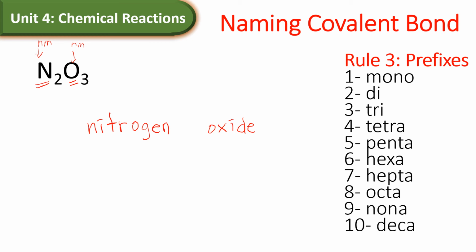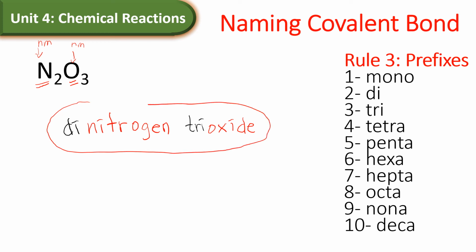For rule number 3, we have to use the prefixes. So we are going to look at the numbers here. How many nitrogens are here? 2. How many oxygens are here? 3. So looking at the prefixes, there are 2 nitrogens, so we are going to write dinitrogen, because di means 2. How many oxygen? 3. So we are going to use tri. So the name of this compound is dinitrogen trioxide. So this is the final answer.